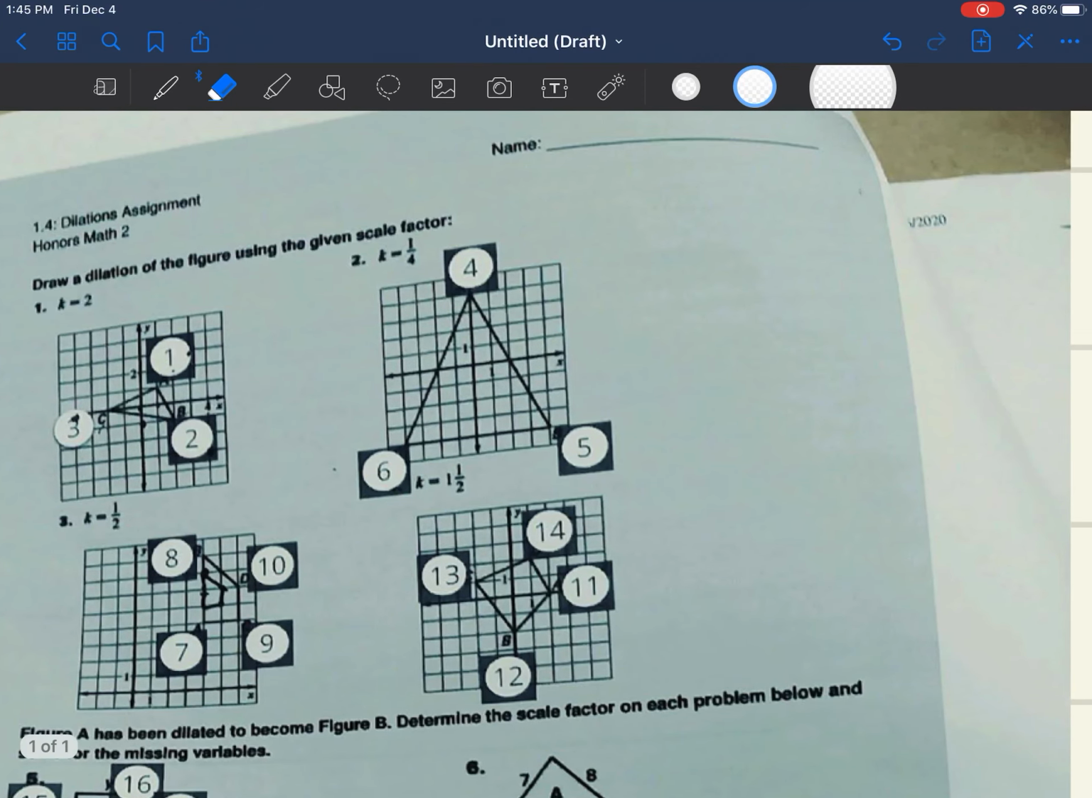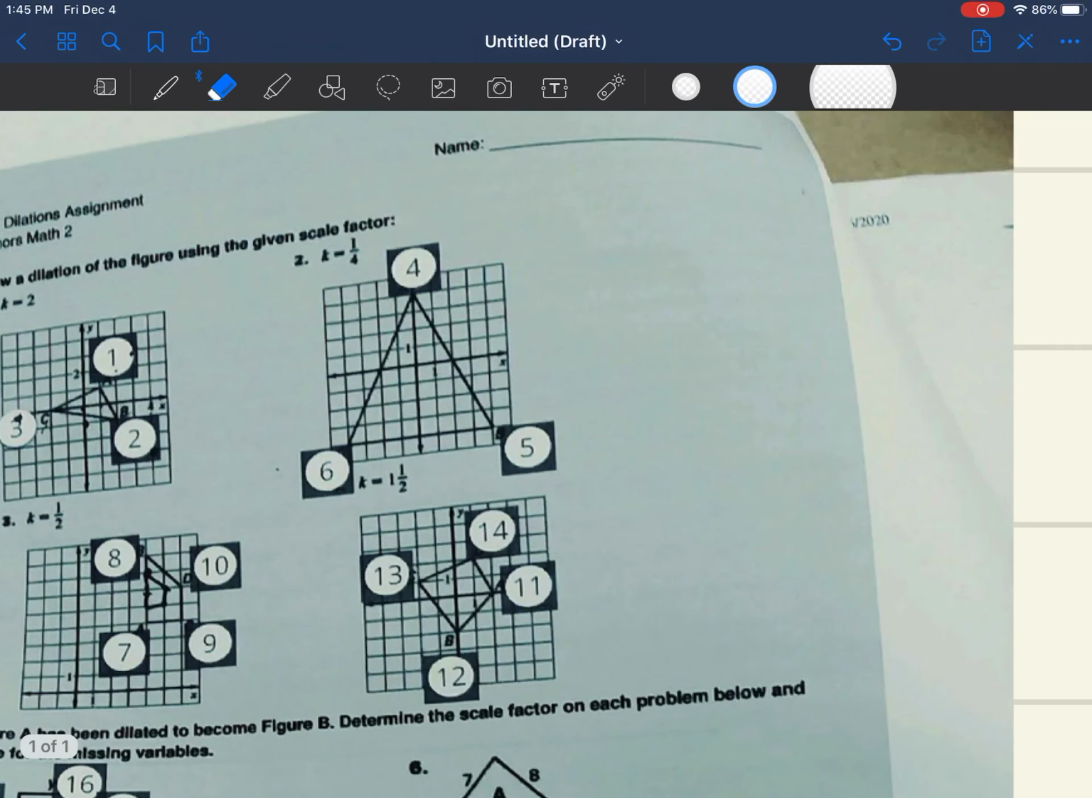Okay. And we'll move over to number 4. Number 4, I'm dealing with this point. So I'm going to pull off the coordinates of that point. That is 0. And then I go up 1, 2, 3, 4. So the coordinates of that point are 0, 4.